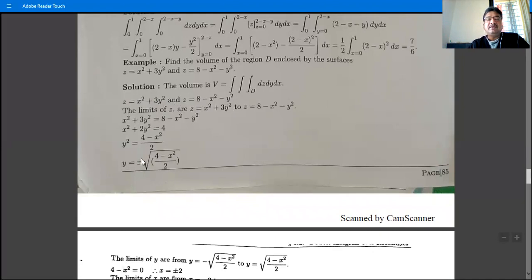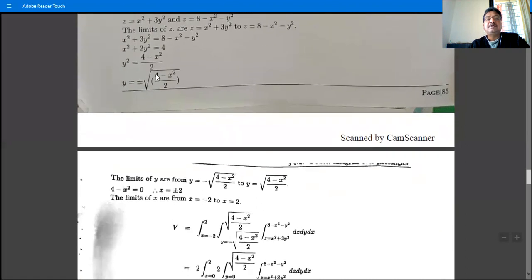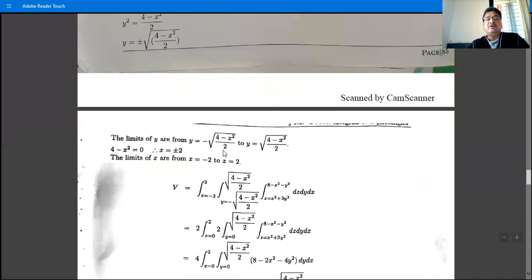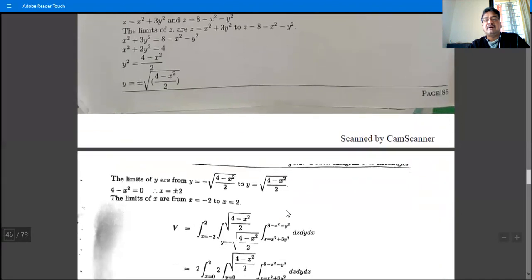And how can we find the limits of x and y? Equate these two, z is equal to z, and we get the value of y in terms of x as y equals plus minus root of (4 minus x square) by 2. So the limits of y are: minus is the lower limit, and plus is the upper limit.